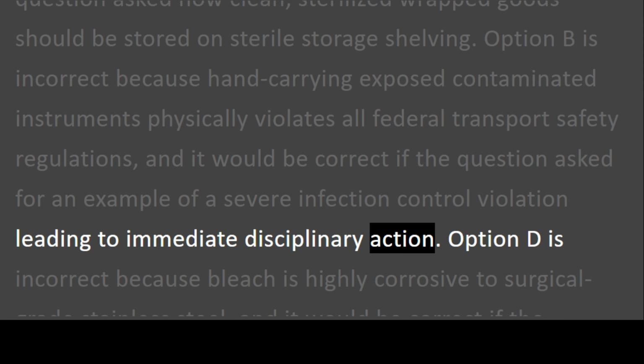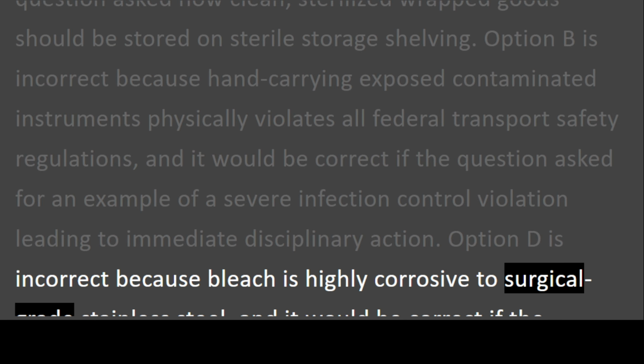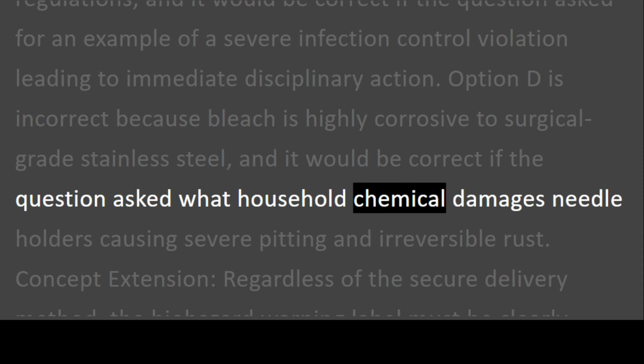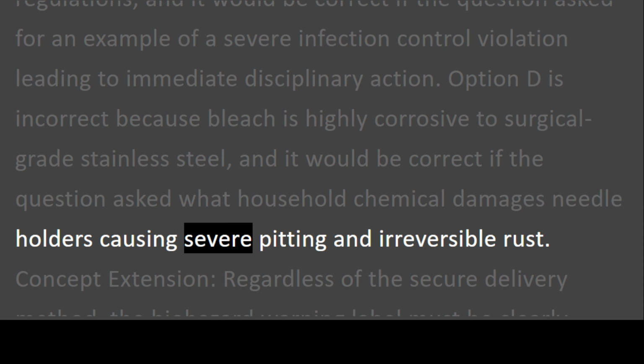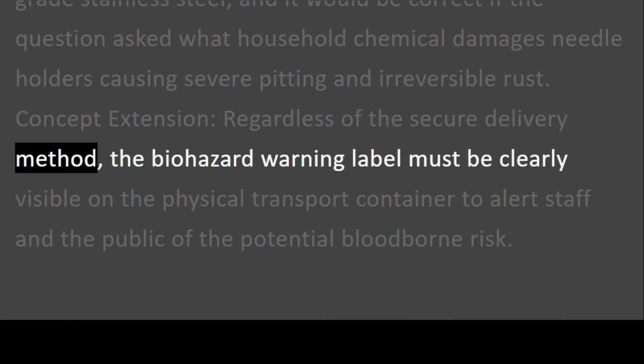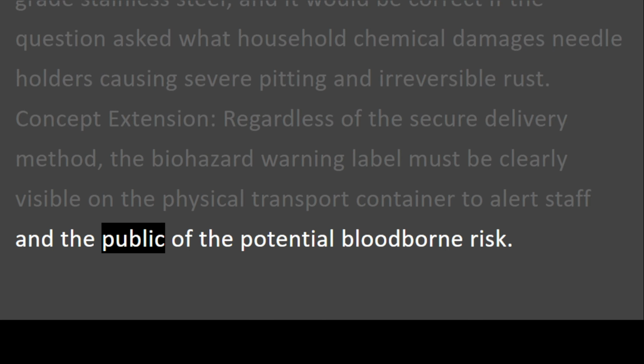Option D is incorrect because bleach is highly corrosive to surgical-grade stainless steel, and it would be correct if the question asked what household chemical damages needle holders causing severe pitting and irreversible rust. Concept extension. Regardless of the secure delivery method, the biohazard warning label must be clearly visible on the physical transport container to alert staff and the public of the potential bloodborne risk.